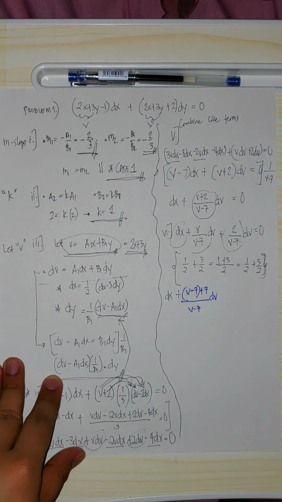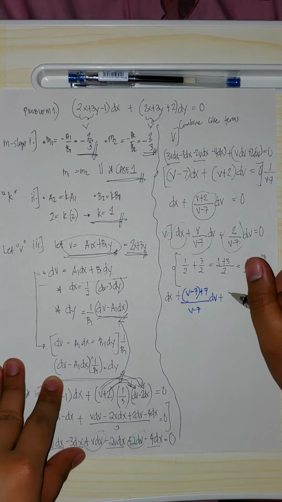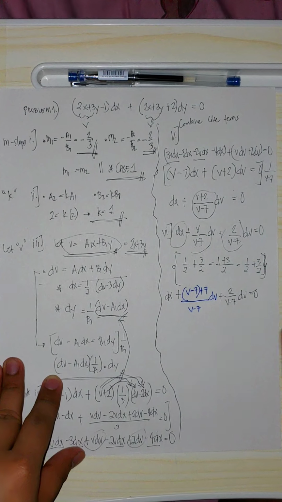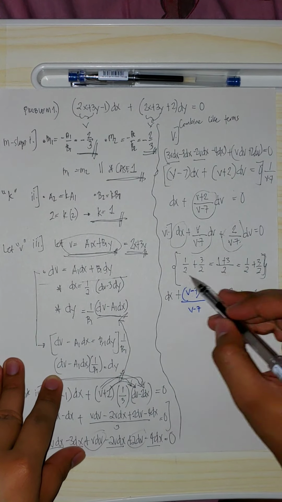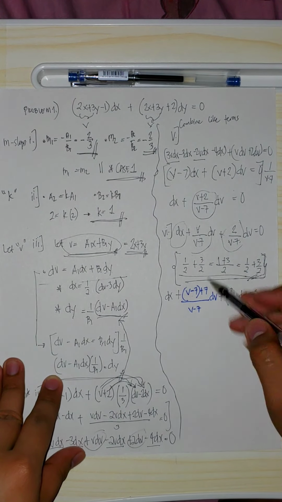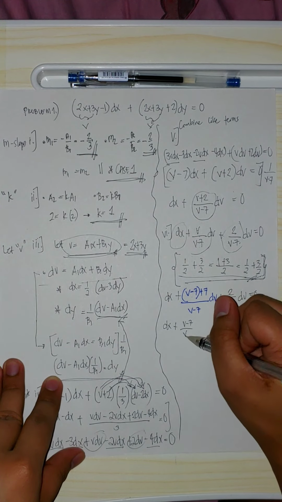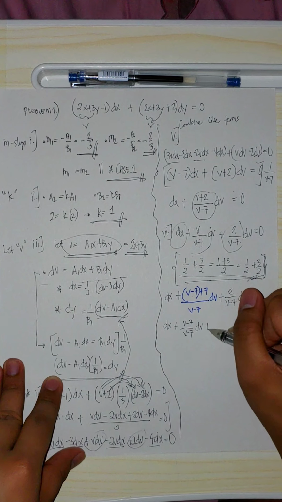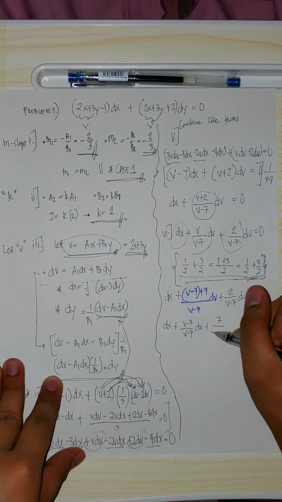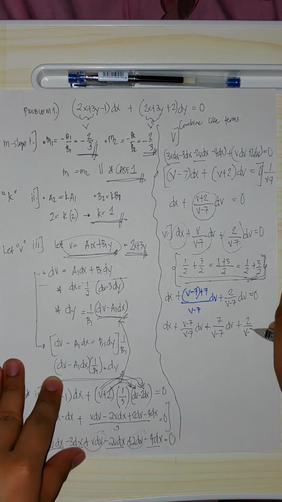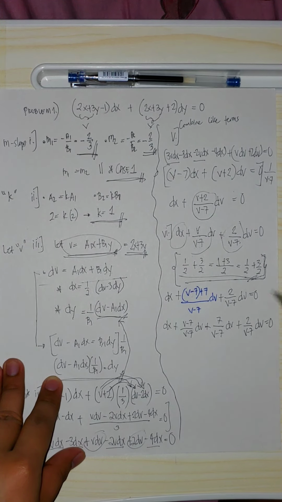And then plus 2 over v minus 7 dv equals 0. So again, it looks like this, right? We can now split the fraction. Then we have dx plus (v minus 7) over (v minus 7) dv plus 7 over (v minus 7) dv plus 2 over (v minus 7) dv equals 0.